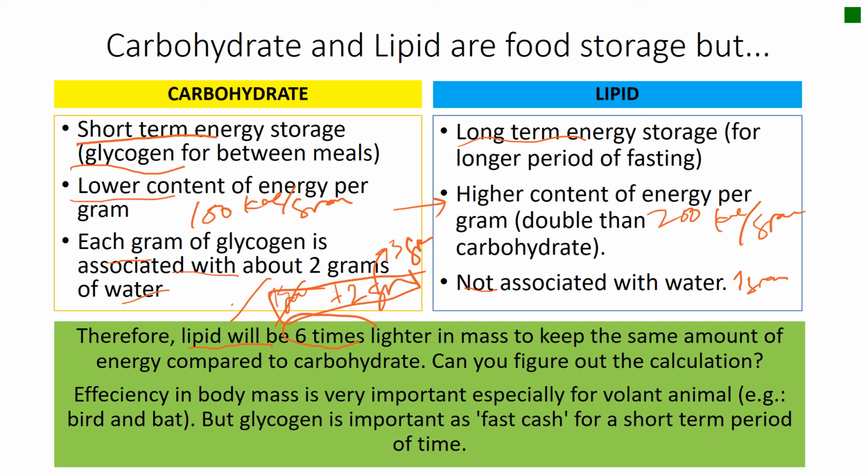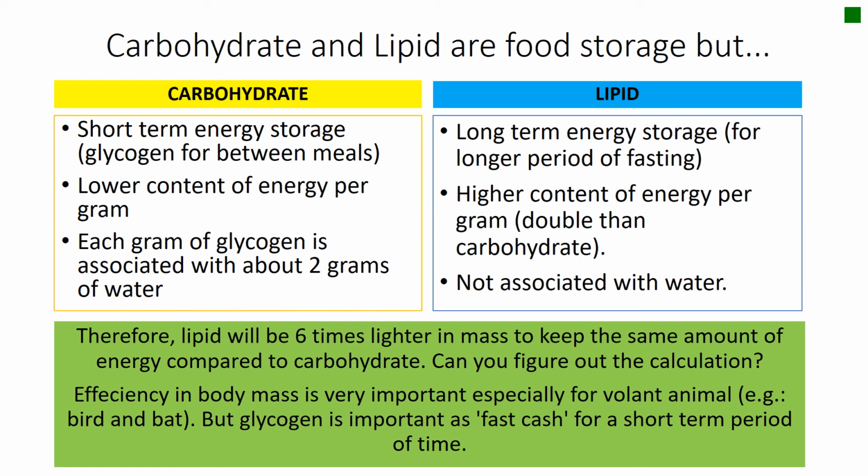6 times. Can you calculate it using the information that I give you? Once again, the energy is double. For every 1 gram of glycogen, there are 2 grams of water. So for the same amount of energy, lipid will be 6 times lighter. Can you figure out the calculation? If you can't, in the meeting, in the class, I'll talk about it. But try to calculate it by yourself first, right?